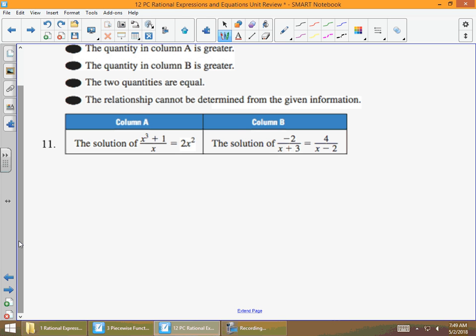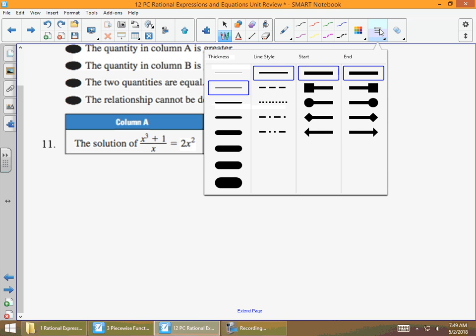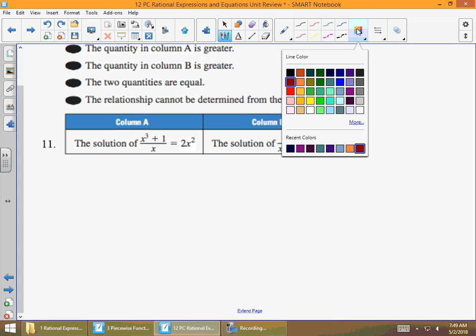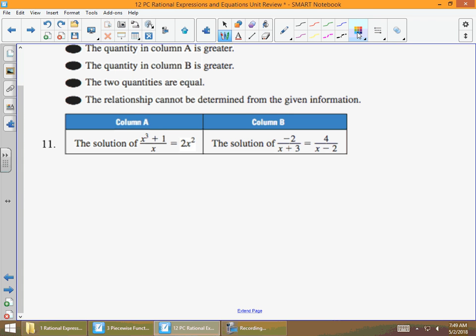If this is a problem that I got on the ECT, I would probably just graph it. But this is great solving equations practice for us. So let's work through. I'm going to go ahead and start with column A. Go ahead and lean into the fraction situation.